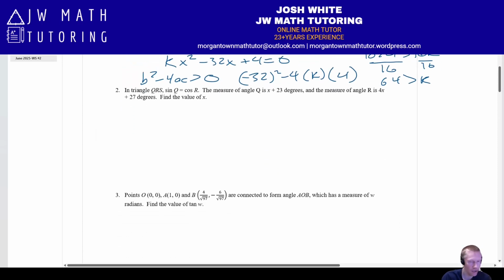All right, next, let's look at question number 2. Here you're told about a triangle. Note it is not necessarily a right triangle, but you're told that the sine of one angle equals the cosine of another angle, and then you're given expressions for the measures of each of them, and you're asked to find the value of x.